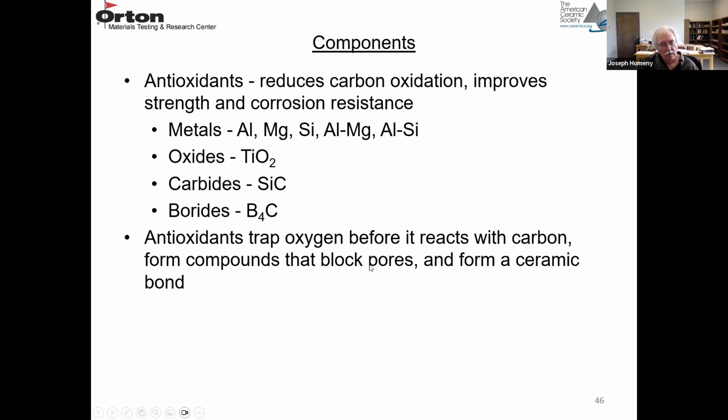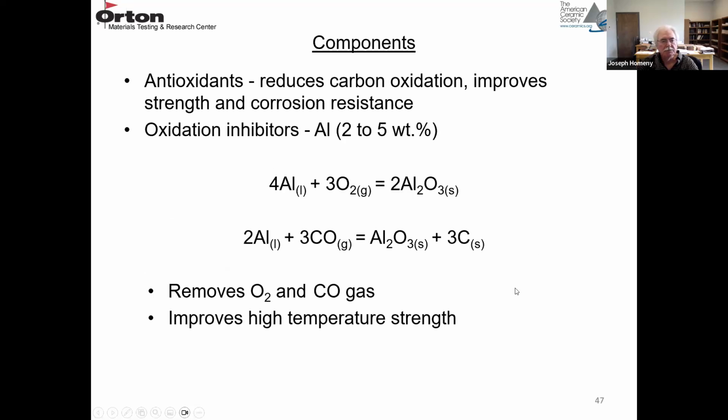They simply form compounds that block the pores. They can also form a ceramic bond. So they trap the oxygen, form compounds that fill the pores and block further oxidation, and they can also form a ceramic bond, which would increase the strength.